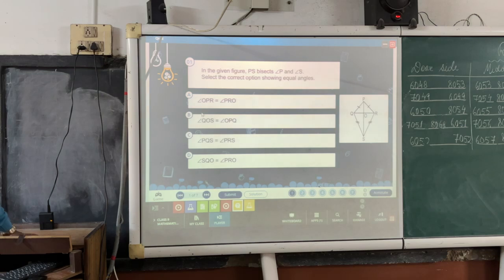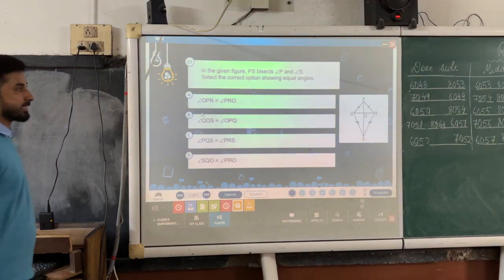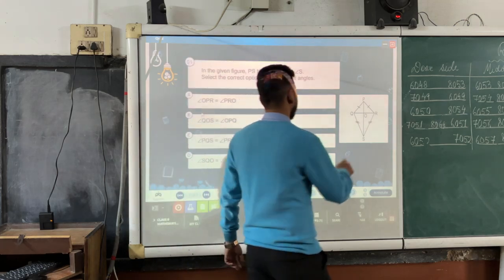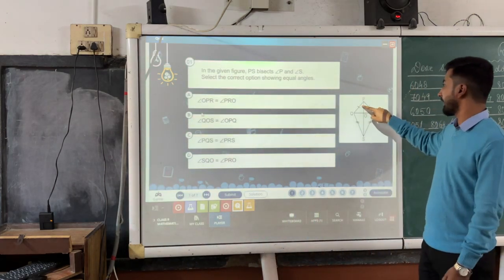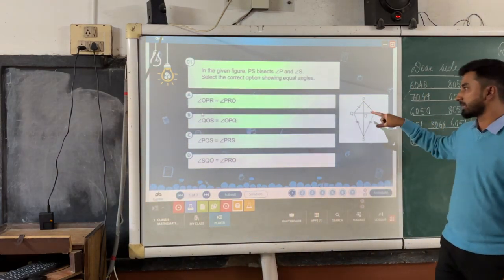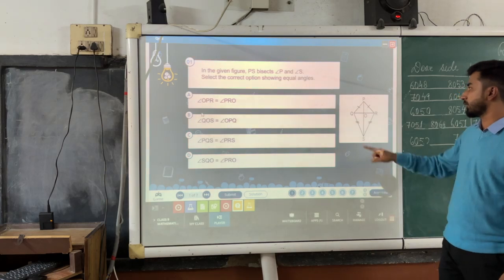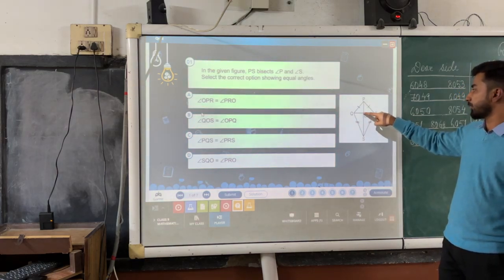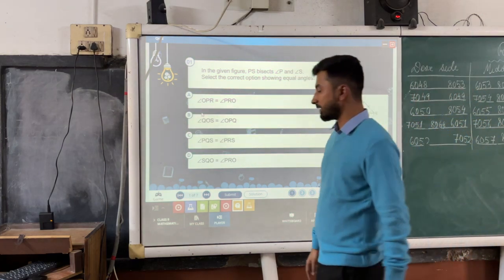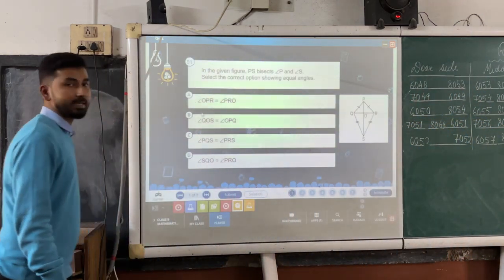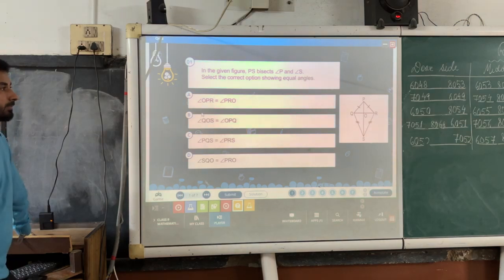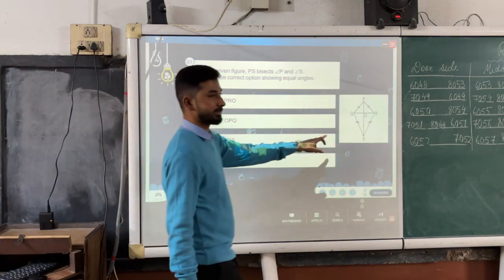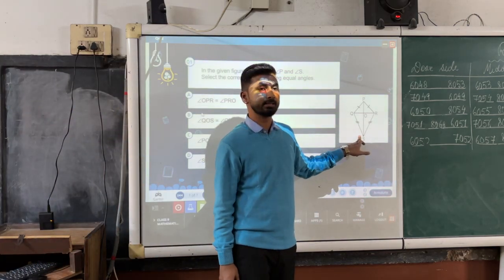In the given figure, PS bisects angle P as well as angle S. That means angle OPR is equals to PRO. Is it true? Or the second option, angle QOS is equals to angle OPQ. Which one will be the correct statement? Adjacent sides are also equal. So, which figure is this? This is a kite.